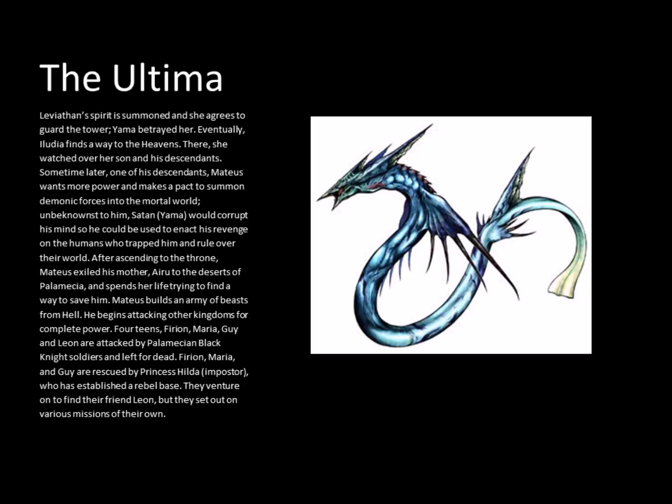After ascending to the throne, Matthias exiled his mother Iru to the deserts of Palamecia, and she spent her life trying to save her son. Matthias builds an army of beasts from hell. He begins attacking other kingdoms for complete power.